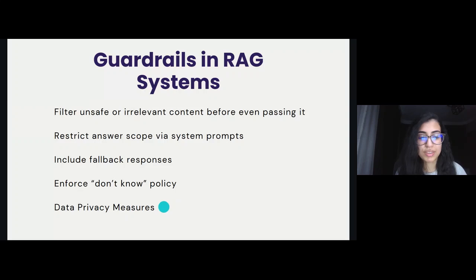And lastly, the data privacy measures, which is the data privacy and leakage that we discussed in the previous slide: you need to be careful of the data inside your vector database. And there is actually something called Guardrails AI, which is a framework that applies guardrails to your RAG system. It's kind of like a wrapper. So this is something that you can take a look at.